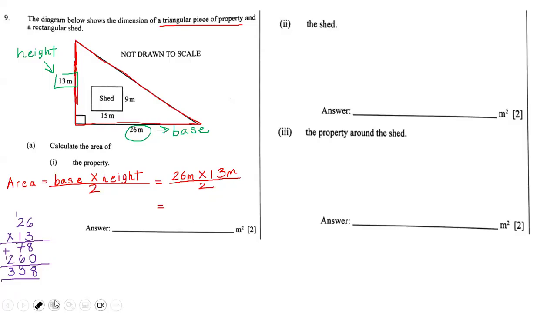So let's put this in red. 338, right? Meters squared. And that's our answer. So again, it's 338 meters squared. Make sense? Let me know if that makes sense to you. Okay? So that's the area of the property, the triangular property. All right. Mr. Petit, go ahead.